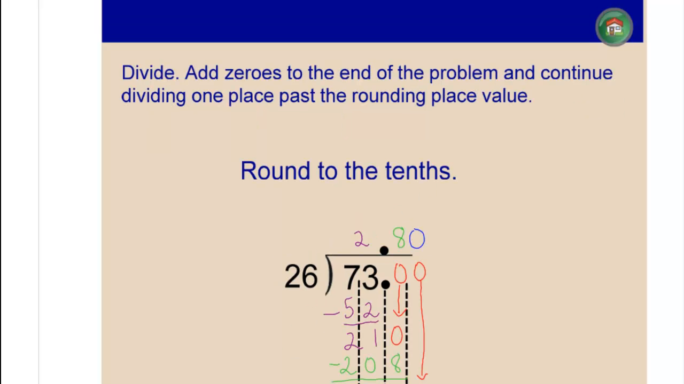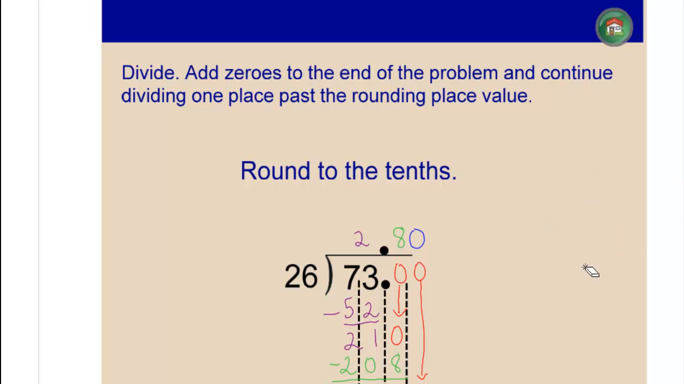Now let's say we're asked to round to the tenths instead of to the nearest whole. Well, if we're asked to round to the tenths, we're going to need to have our place values all the way out to the hundredths so that we know what number goes in the hundredths place, so that we know what to do with the digit that's in the tenths place, whether we keep it or round it up.